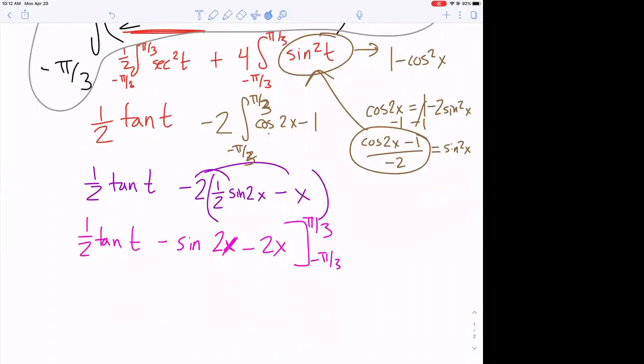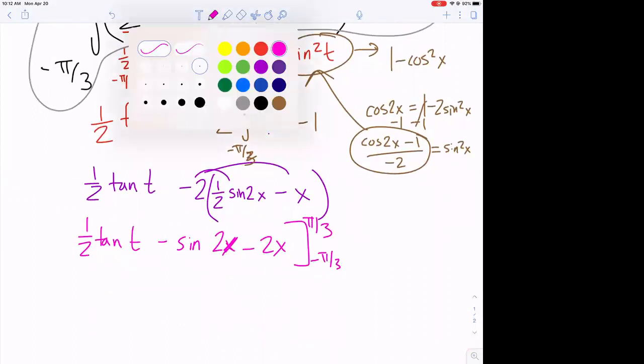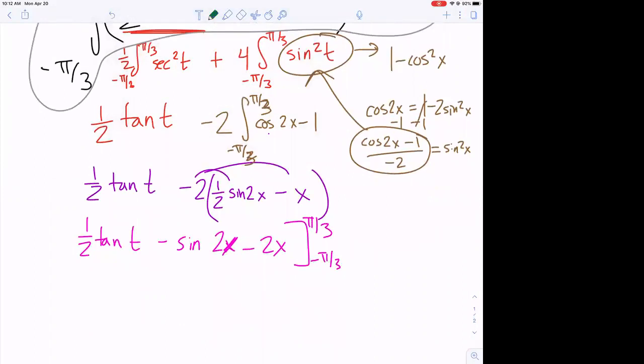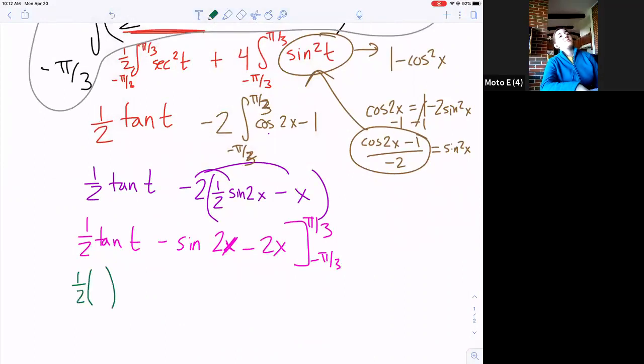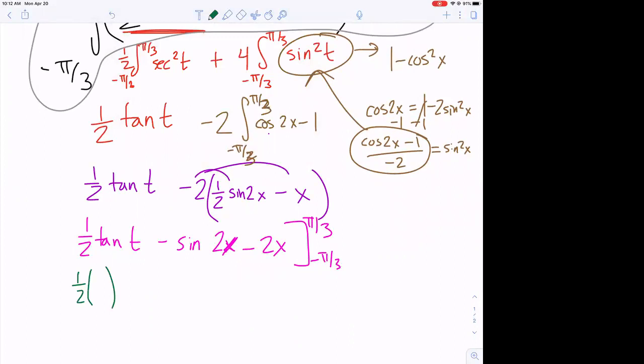I can go look it up once we plug this in. But then you plug in pi/3. What's tan of pi/3? Apologies for the unintentional slander. Tan of pi/3 is √3, I think, minus sine of 2 pi/3, which is √3/2. 2 pi/3 is over here. Minus 2 times pi/3. And that's just when you plug in positive pi/3.